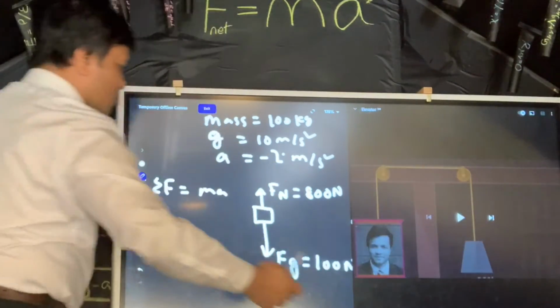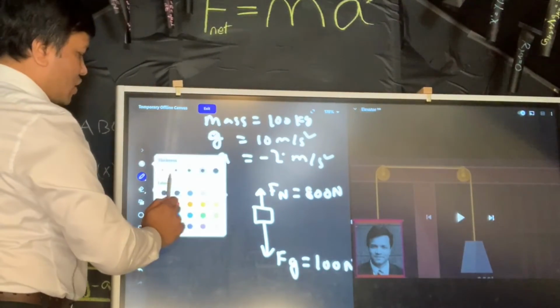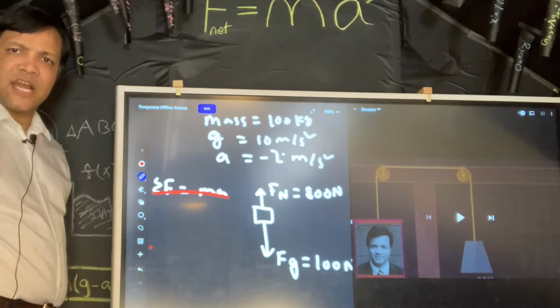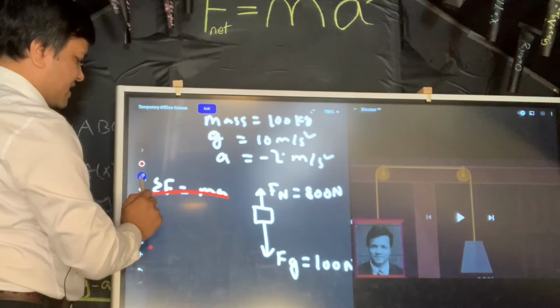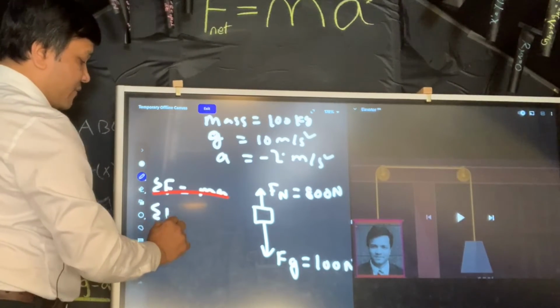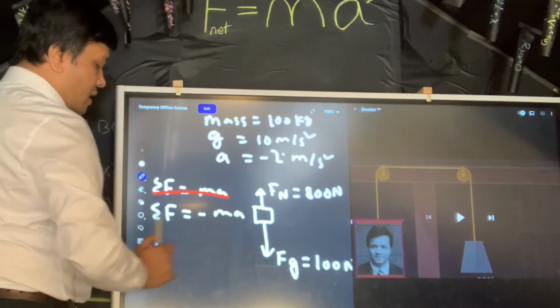I'm going to stop the simulation. F equals ma is wrong. Why is it wrong? Because the acceleration is down, and acceleration down means negative ma. So I'm going to fix my mistake: negative ma.